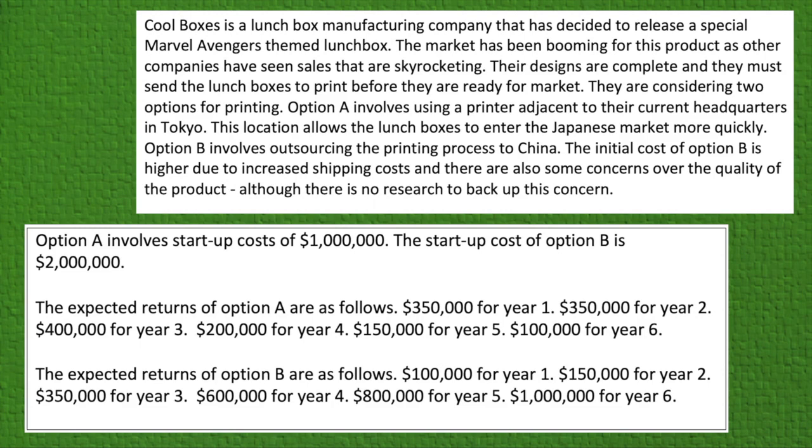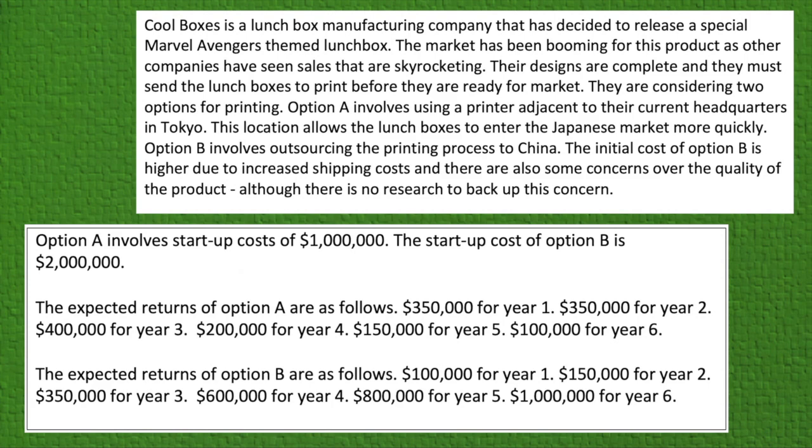Okay, after they give us the background information, they give us a lot of numbers. They give us the startup costs for each investment, and they give us the expected returns for each investment. Notice that they're giving us two options, option A and option B. We are going to solve for option A first. So, they might ask you to solve the payback period and the average rate of return for each one.